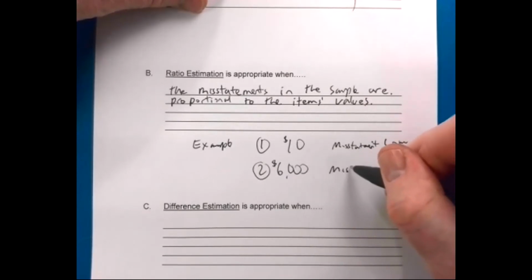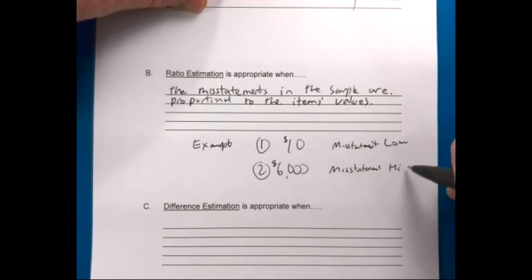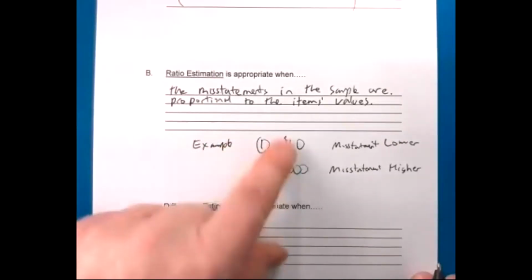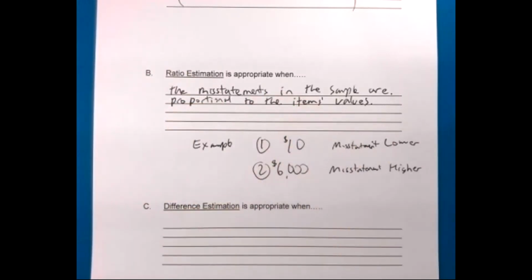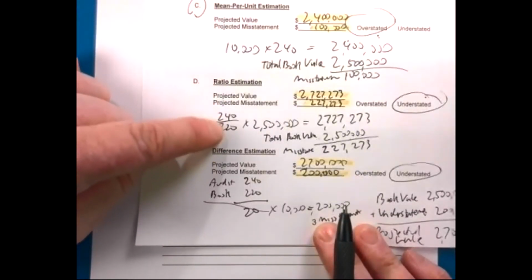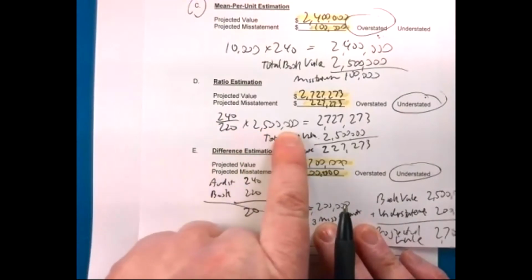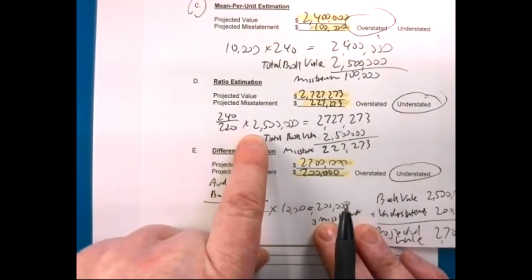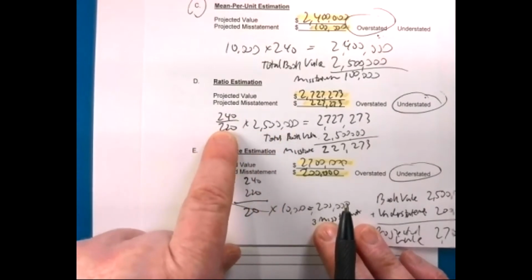And this one would be misstatement. Be higher, let's say lower. In other words, it's proportional. So the ratio estimation, and if you look at it, we're saying that, okay, there's a ratio here, and everything in this is up by this ratio, whether it's $10 or it's $5,000, it's off by the same ratio.